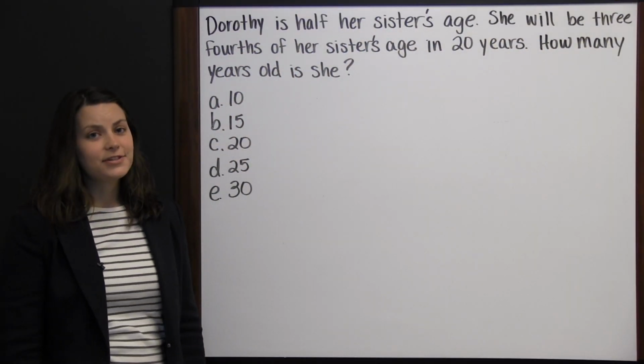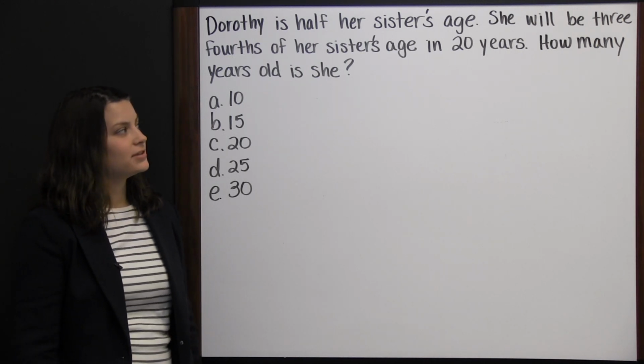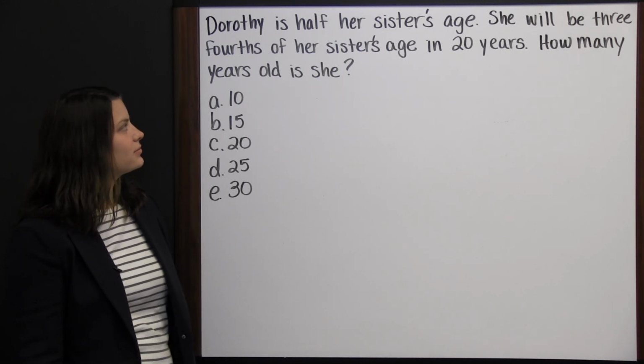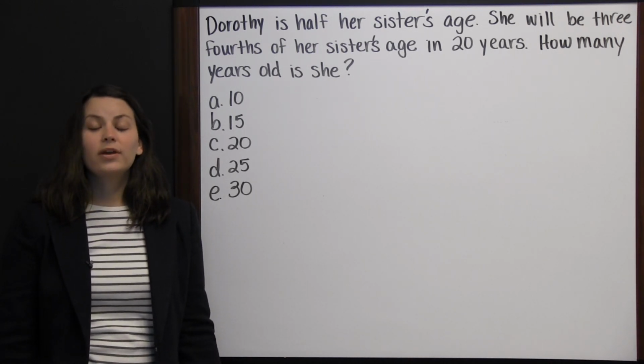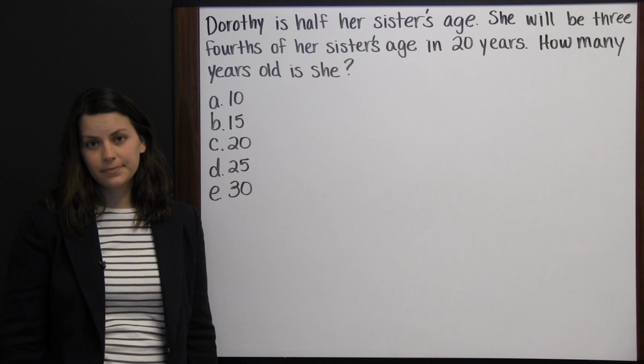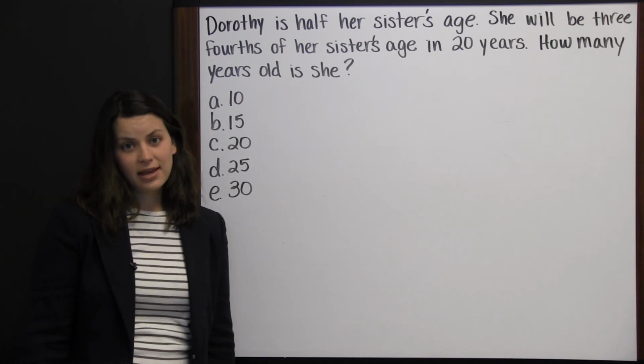Dorothy is half her sister's age. She will be 3/4 of her sister's age in 20 years. How many years old is she? We have 2 unknowns here. We don't know Dorothy's age, and we don't know her sister's age.